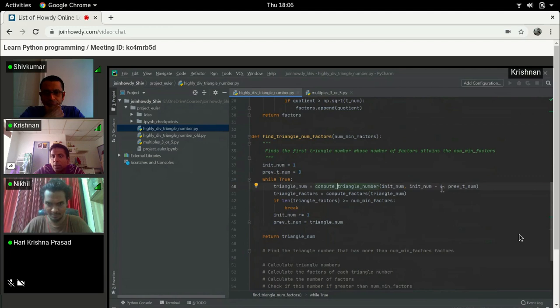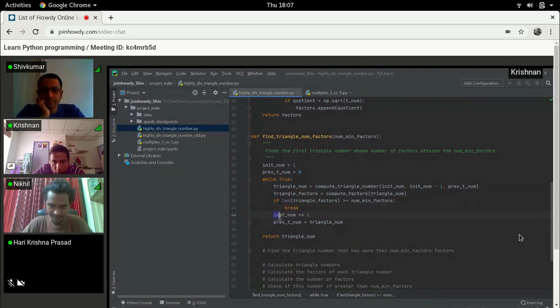So I'm computing the triangle number. Let us assume that this part is not there for the first iteration. When I start, it is not there. You don't have to worry about that. So you find the triangle factors, and if the triangle factors is greater than the minimum factors, you quit.